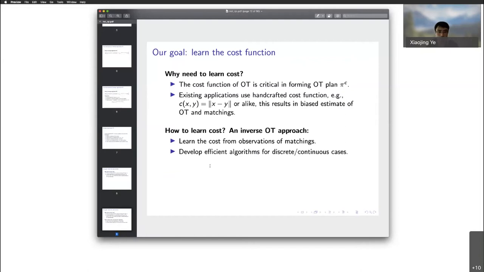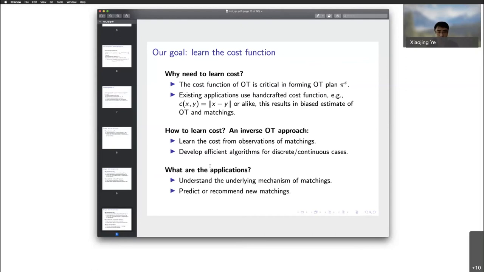Okay, and the applications. One thing that we can immediately see is that the cost tells us a lot about the underlying matchings. The optimal transport plan data is actually given by lots of matchings between X and Y, or the individuals from the two distributions. And if you see this, you will be wondering what the underlying cause is that induces this kind of result.